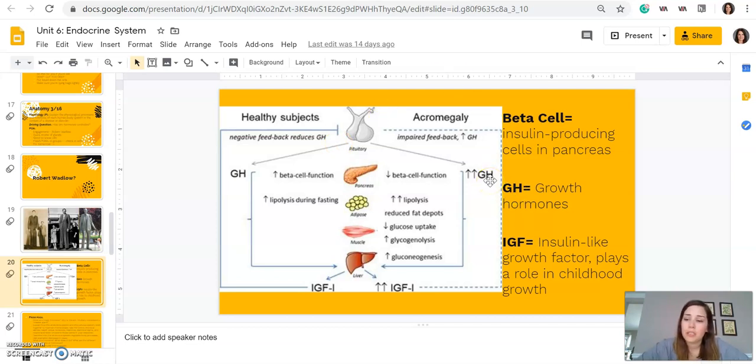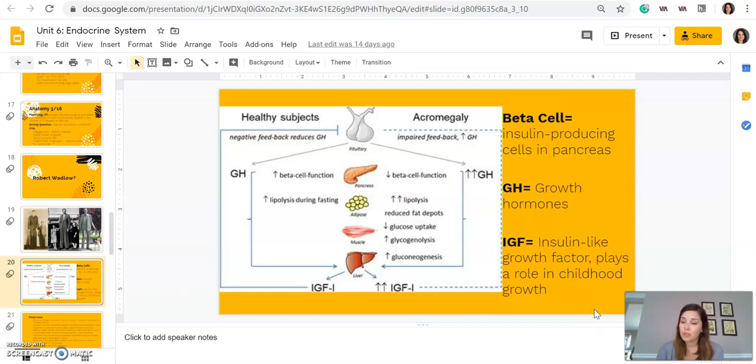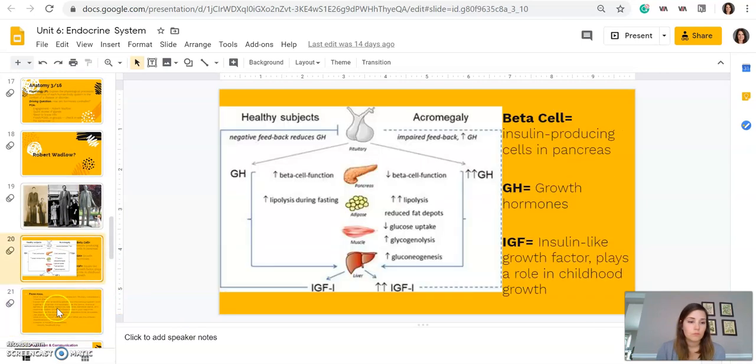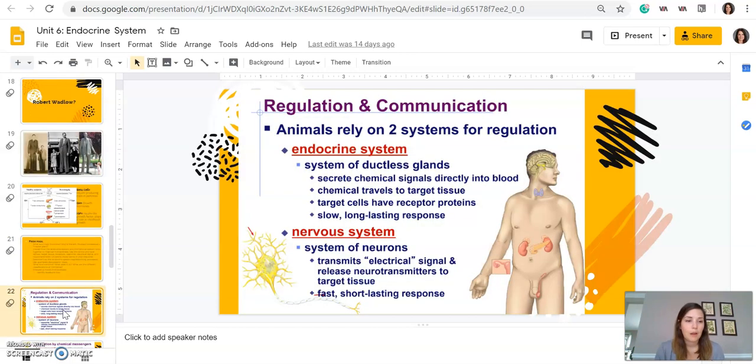Somebody with acromegaly has an impaired feedback system, which ultimately produces too much of the IGF and too much of the growth hormone, which then turns this negative feedback loop into a positive feedback loop. And the body produces too much of the IGF hormone, which plays a role in childhood growth. And so these individuals grow a lot during puberty.